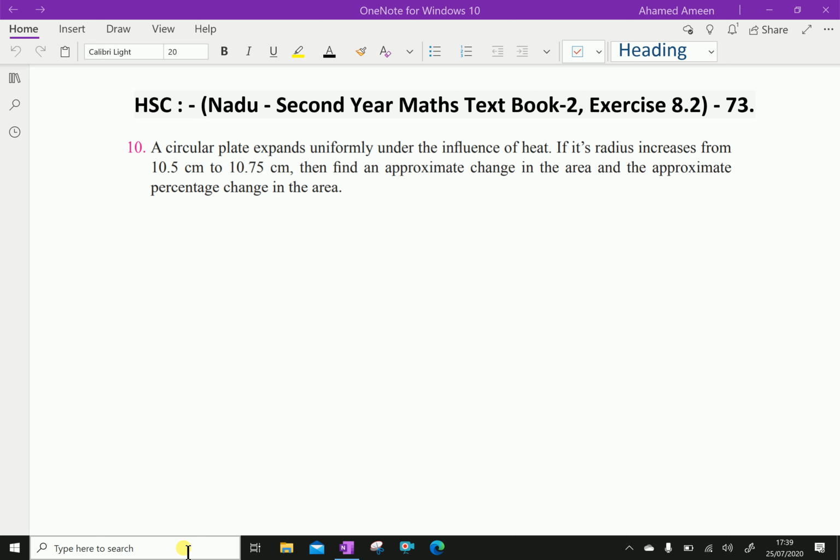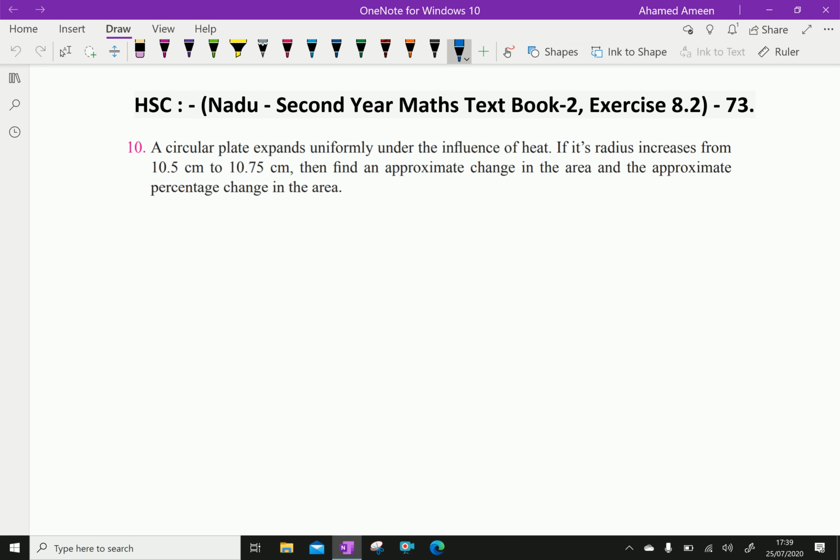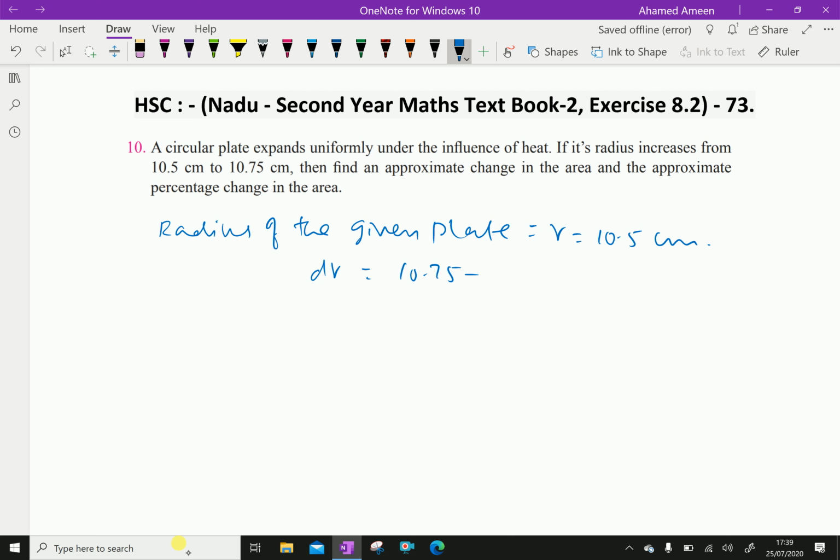Here, the radius of the given plate r equals 10.5 centimeter. dr, the change in radius, is 10.75 minus 10.5 equals 0.25 centimeter. Area of the plate equals pi r squared.